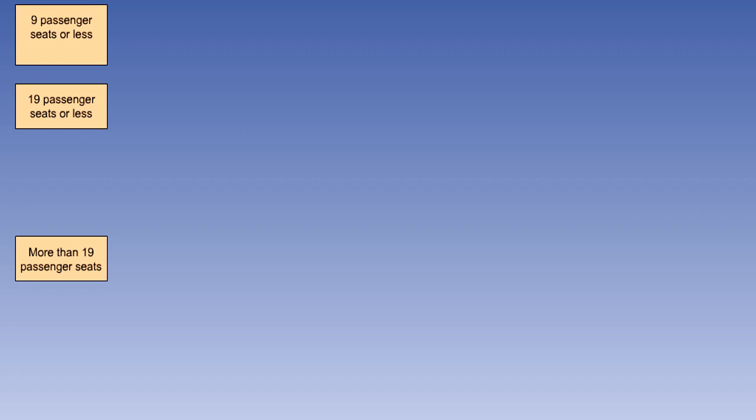The regulations split aeroplanes into three groups: those which have an approved passenger seating configuration of 9 or less, those with 19 or less but more than 9, and those with more than 19.